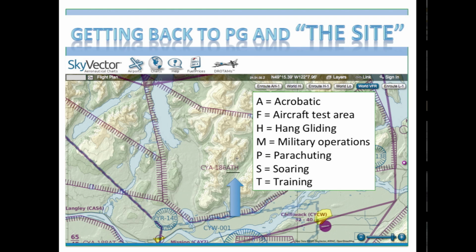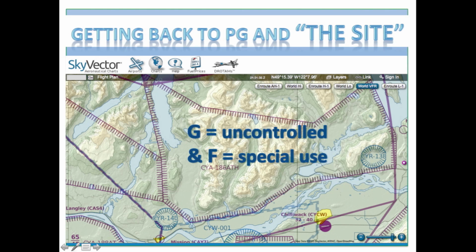Alrighty, so here are all of the letters that could show up at the end of the CYA, letting you know of what's going on inside of that CYA. So we now know that this is operating as Class G uncontrolled airspace, and it's designated as Class F special use airspace when in use.